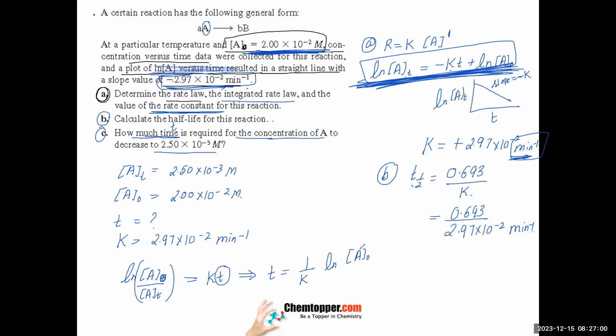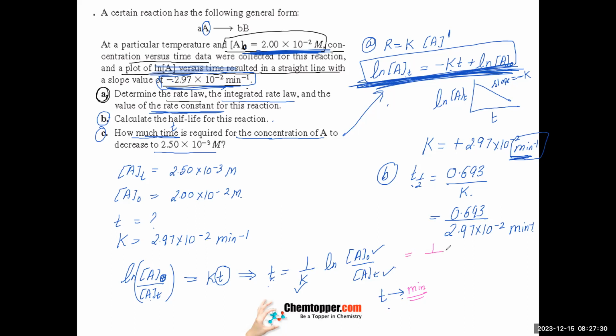Your graphing calculators are permitted. So you need not practice so many equations. You can just plug in the values here, and you will get your answer for T. You know K, you know A naught, you know AT, you get the T. What will be the units of T? Units of T, children? Minutes. Take care of that every time. Units are very important.